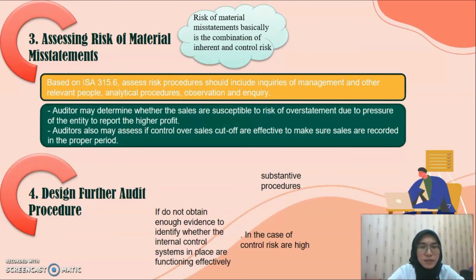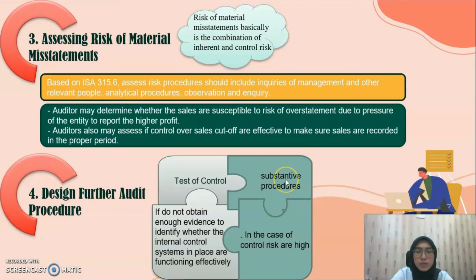Auditor may determine whether the sales are susceptible to risk of overstatement due to pressure of the entity to report the higher profit. Auditor also may assess if the control over sales cut-off are effective to make sure sales are recorded in the proper period. When the auditor already determined the risk of material misstatement, they need to design further audit procedure, which is the last step for developing of audit plan. Design further audit procedure will be explained in detail in the next slide.